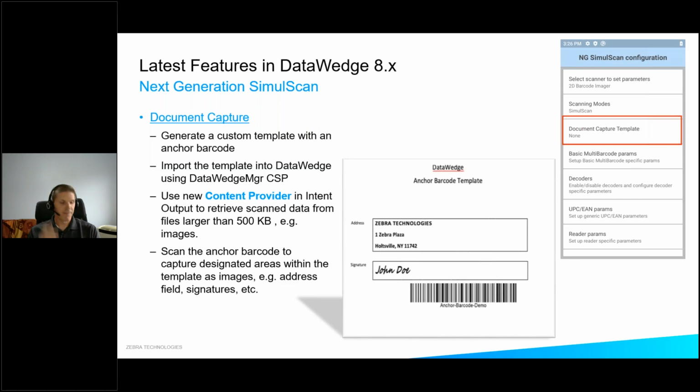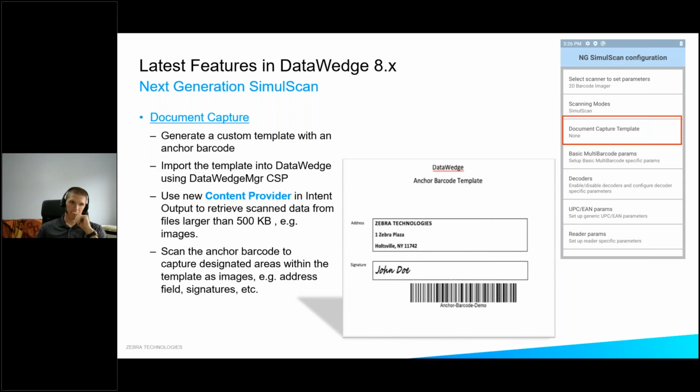No worries. Thanks, Darren. Document capture is, as Darren mentioned, a new feature that's part of next generation SimulScan, where a custom template is designed to capture designated areas within the template as individual images after scanning what's known as the anchor barcode, what you see here in the center of the slide. With a scan of a single anchor barcode, the designated areas of a form, such as the address and signature fields, are captured as separate images. This is useful particularly for proof of delivery, providing evidence that a package has been delivered to a recipient and serving as a delivery confirmation.